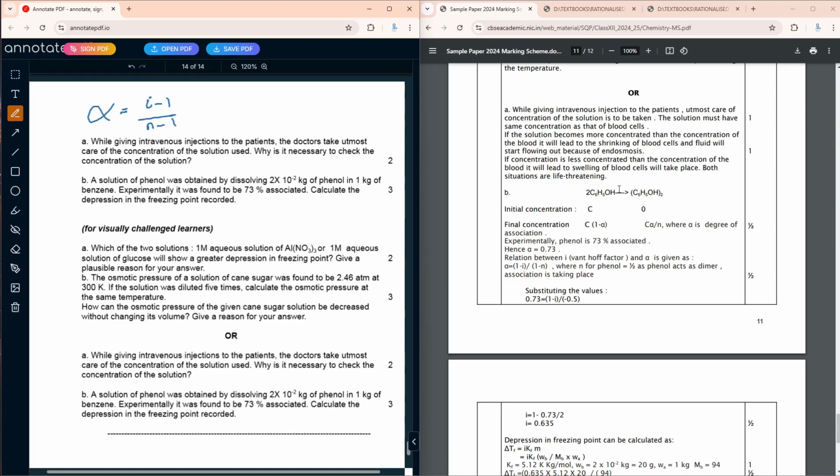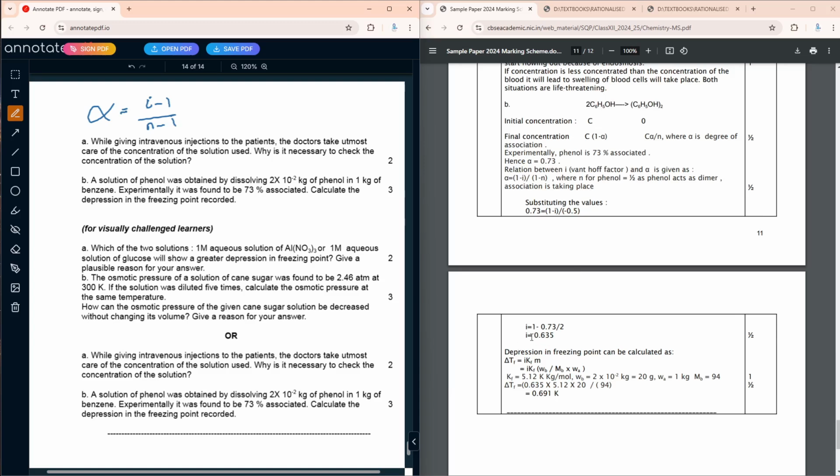This is somewhat related to what you learned in the chapter on equilibrium. I know that's last year's stuff, but basically we're just using the initial and the final concentration. We're comparing those two, and we're able to get to an equation where we're relating the value of alpha to the Van 't Hoff factor. And so we're calculating the value of i.